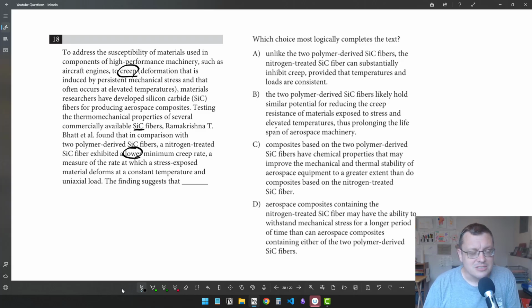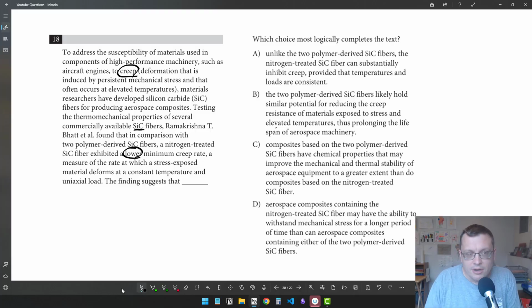The findings suggest that. So there's a lot going on here, but when I read this, all I see is a comparison being made between one kind of SiC fiber and another. We've got these two polymer-derived fibers, and then we have this nitrogen fiber, and we find that the nitrogen SiC fiber exhibited a lower minimum creep rate, which suggests to me, given how they're defining the creep rate, that it just does better with creep.